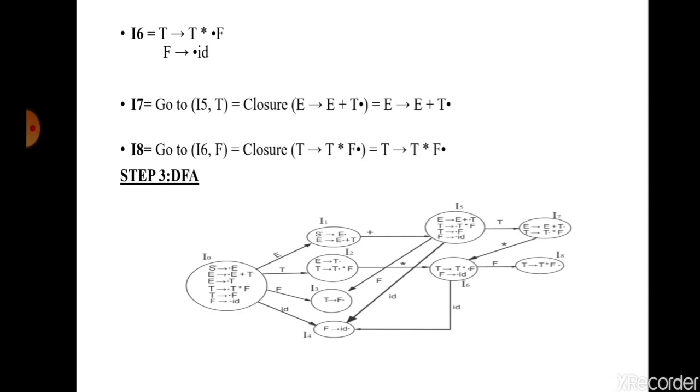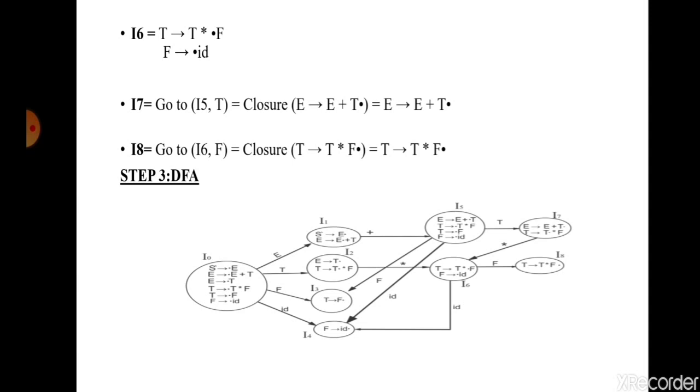This is not mandatory. So there are 9 states, I0 to I8: I0, I1, I2, I3, I4, I5, I6, I7, I8. Each and every item set is a state, so we can put each one in a circle.